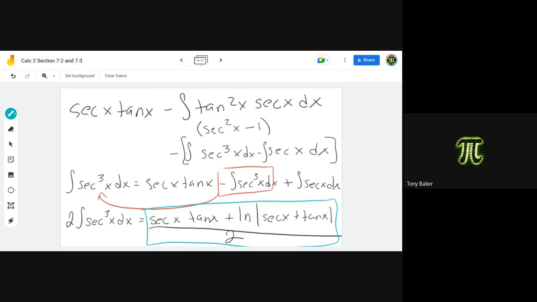You know it's fun when you get Instagram recommendations of a calculus 2 professor doing integration by parts with his class.